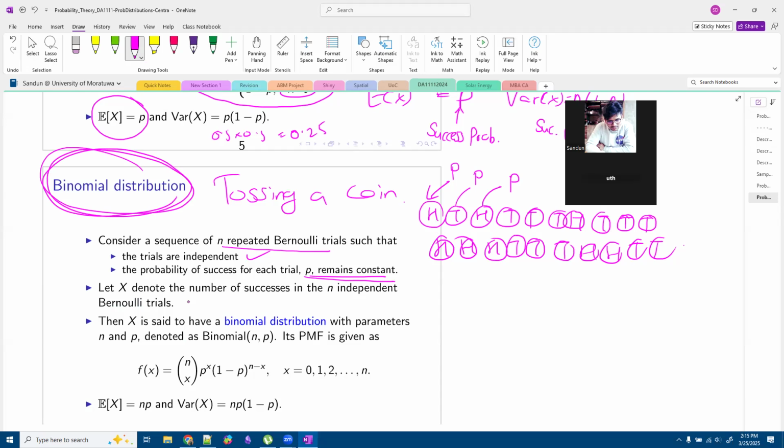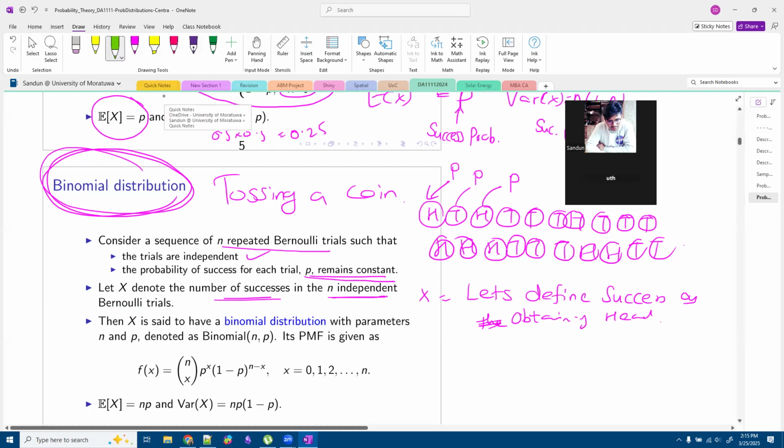Okay. So let X denote the number of successes in the n independent Bernoulli trials, which means let's define success as obtaining head, right? Number of successes, so that is X. Now we need to check. Let's look at the number of successes: 1, 2, 3, 4, 5, 6, 7, 8. So we have 8 successes. Then X is said to have a binomial distribution.